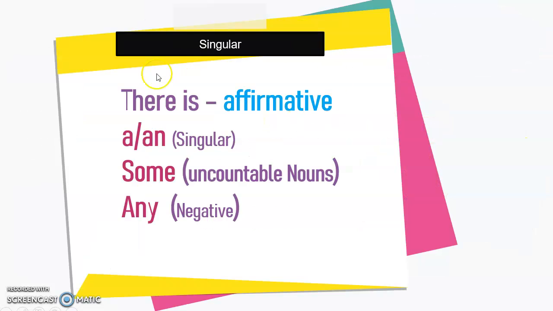En singular, there is affirmative. We use the article a o an. In singular, some uncountable nouns, any, and negative of questions.